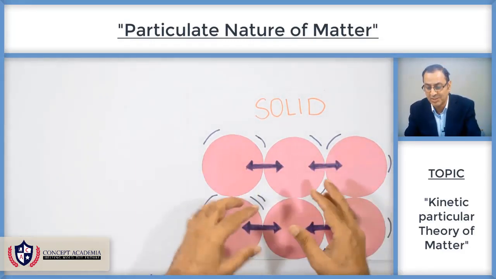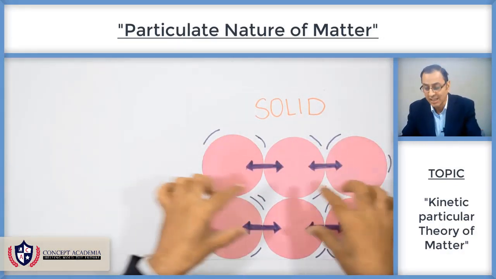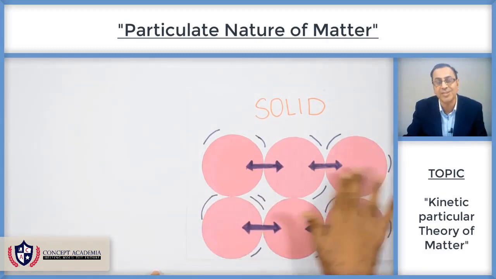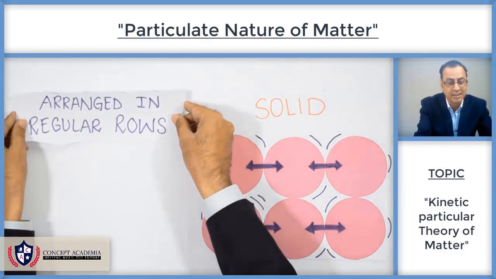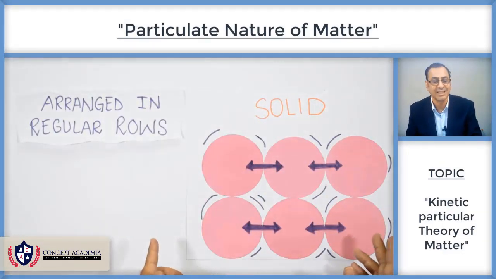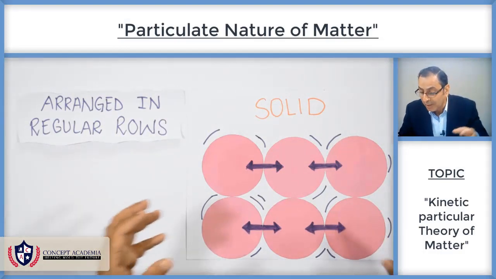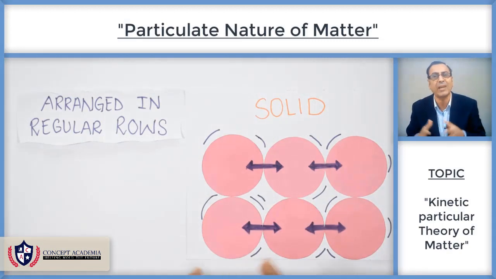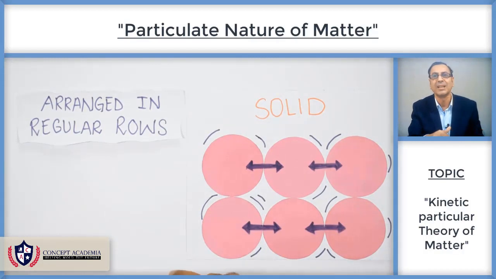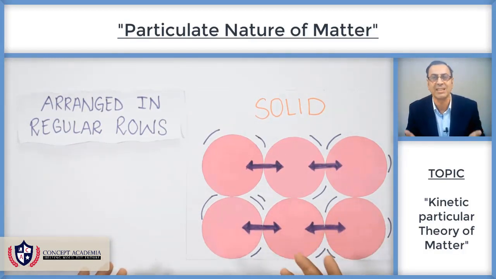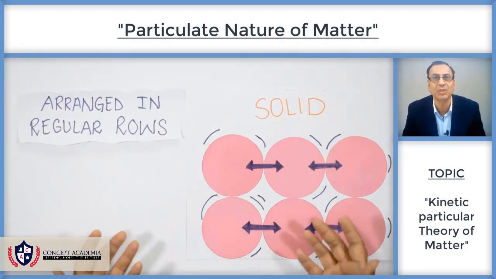After understanding this, I can bring the new point: you see that they are arranged in regular rows. So there is a regularity in their position. My next point is that the particles of solids are arranged in regular rows. Because they are so closely packed together, they cannot move freely. They cannot move from one point to another point. There is no free movement in the case of solids. The only type of motion is vibration.